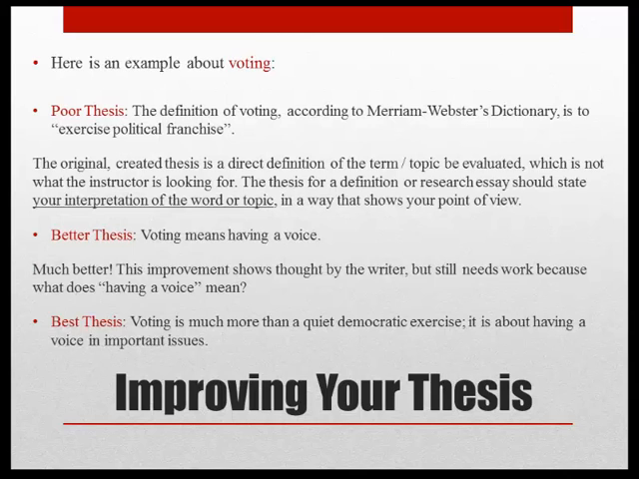Let me give you an example. I pulled the topic of voting. Here's a very poor thesis statement. It says the definition of voting, according to Merriam-Webster's dictionary, is to exercise political franchise. And of course the quotation marks mean I pulled it directly from there. So this originally created thesis is a straight definition of the term. But that's not what I'm looking for.